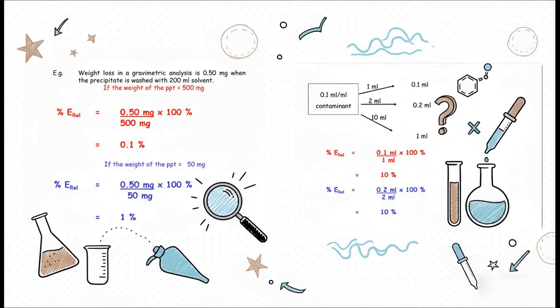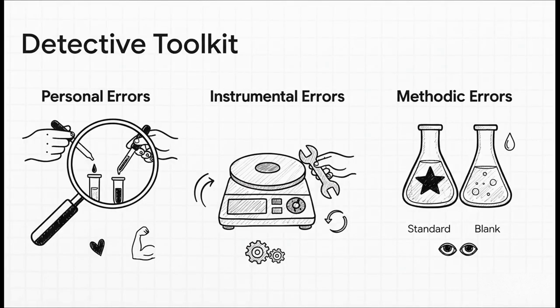Now shift your eyes to the right. With a proportional error, notice something? The relative error stays at a constant 10% no matter how big the sample is. The error just scales right along with it. So the big question is, how do we catch these errors? Well, this is your detective toolkit.